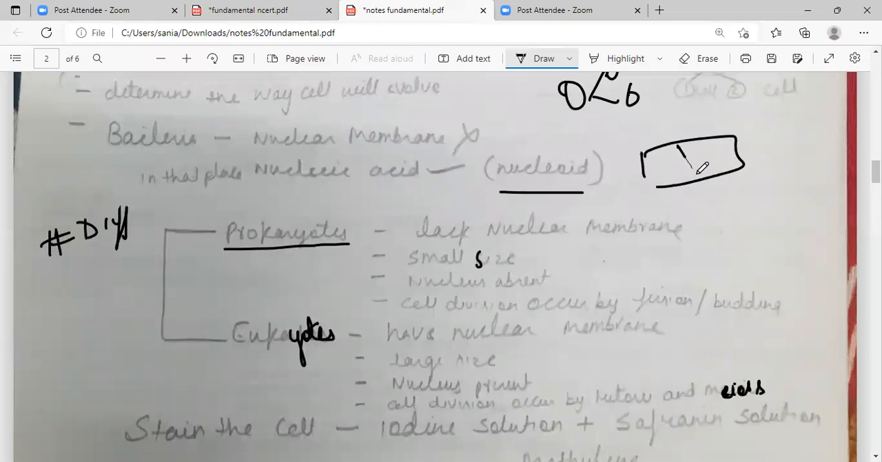Okay, so prokaryotes, you can make it like this. If this is a notebook, you can divide it, or you can do it like this. So lack nuclear membrane. They don't have nuclear membrane. Small size. Nucleus absent. And cell division occurs by fission and budding. Next, eukaryotes have nuclear membrane. Large in size. Nucleus present. Cell division occurs by mitosis and meiosis. Clear? Yes, ma'am.